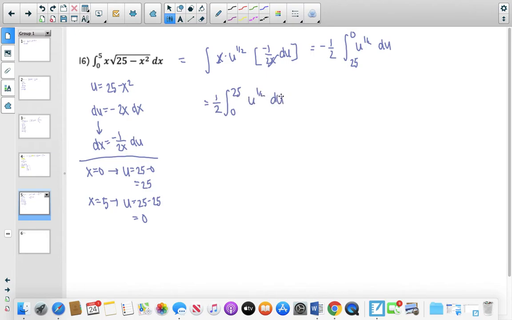And I don't know what this answer is off the top of my head, so I'm going to multitask this. I'm going to pull up the answer on my phone while we're doing this problem.